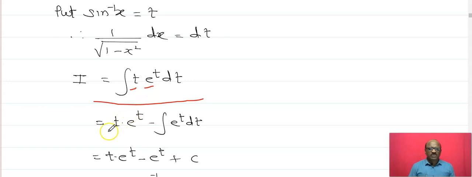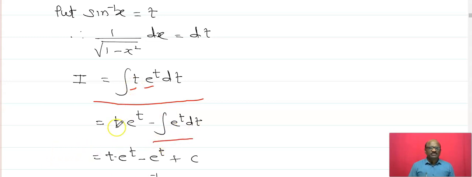What is the definition of by parts? That is the first function into integral of the second. Integral of e raised to t is e raised to t, minus integral derivative of the first. What is the derivative of t? It is 1. The 1 into e raised to t is again e raised to t, and integral of the second, the integral of e raised to t is e raised to t, and that's why minus integral e raised to t into dt.